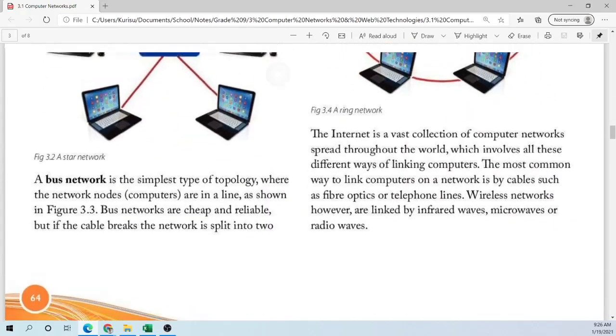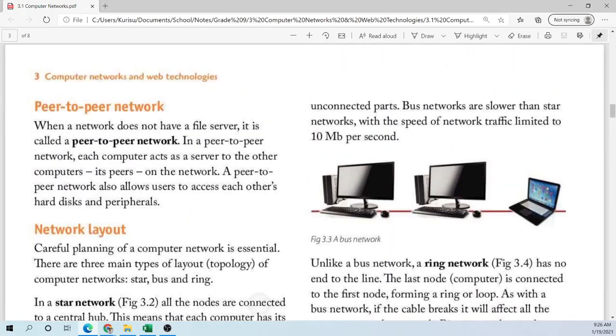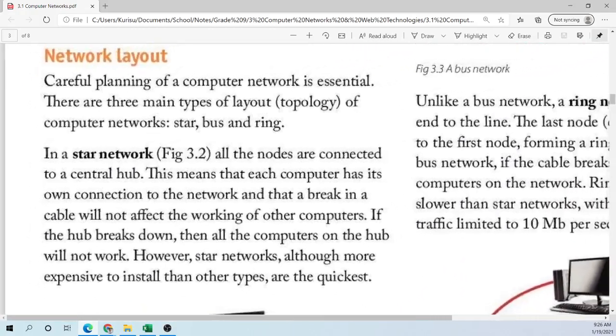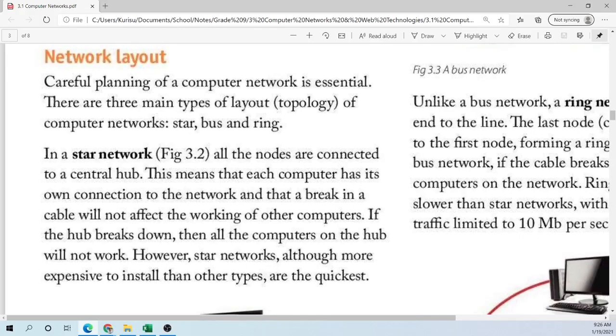So let's see. Okay, so bus at the bottom there. So let's have someone read the next two paragraphs: network layout and star layout. Let's see. Ryan.